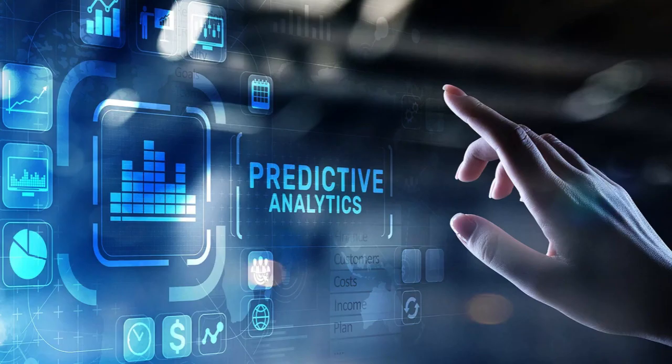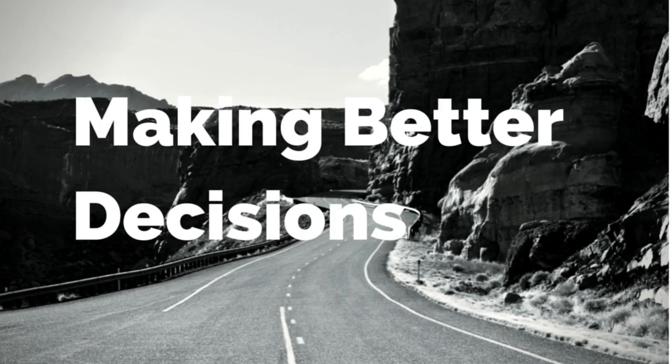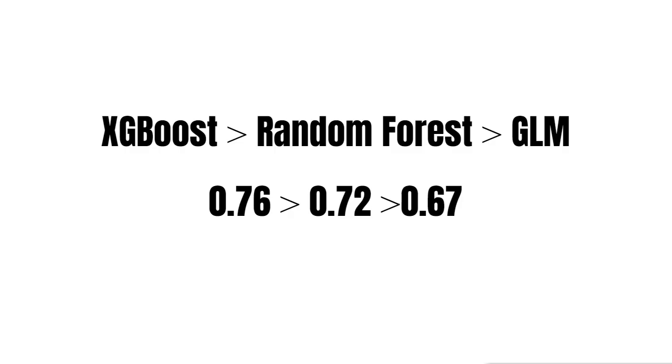In conclusion, our project aimed to predict NBA player salaries using various regression models and artificial intelligence techniques. We found that the most important statistics for predicting NBA player salaries were points, age, and the number of minutes played. Our finding could be useful for NBA teams looking to optimize their salaries and make more informed decisions regarding player contracts. We compared 3 different models and found that the XGBoost model outperformed both the GLM and random forest model.